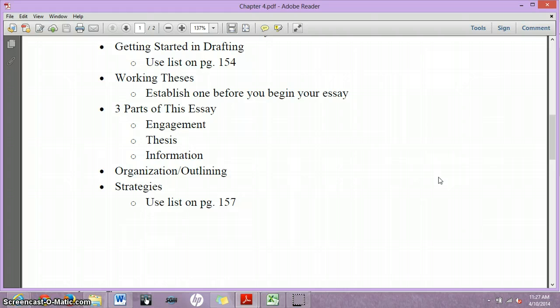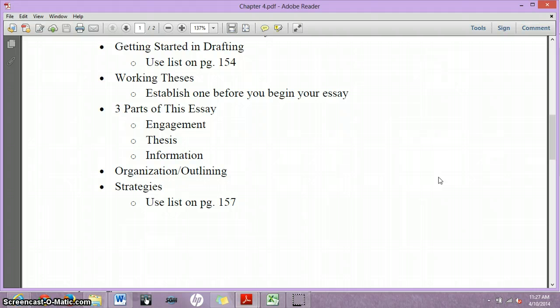So you're starting with your thesis before you even begin writing. And then you begin writing, and you go back to your thesis and realize that, oh, the information that I provided is a little different from that thesis. All you have to do is adjust your thesis. That's called a working thesis. It moves and adapts and changes as you draft your essay.